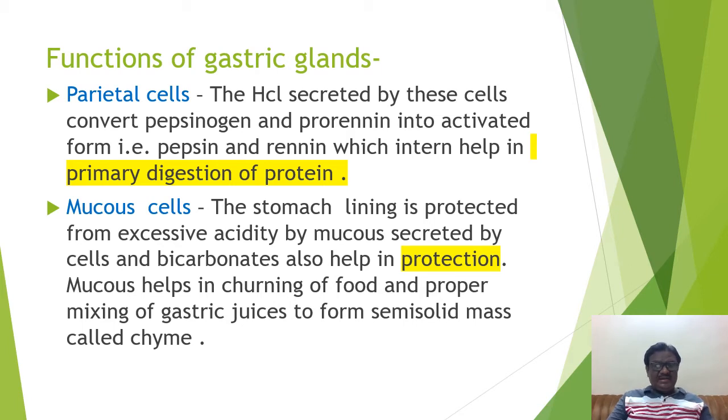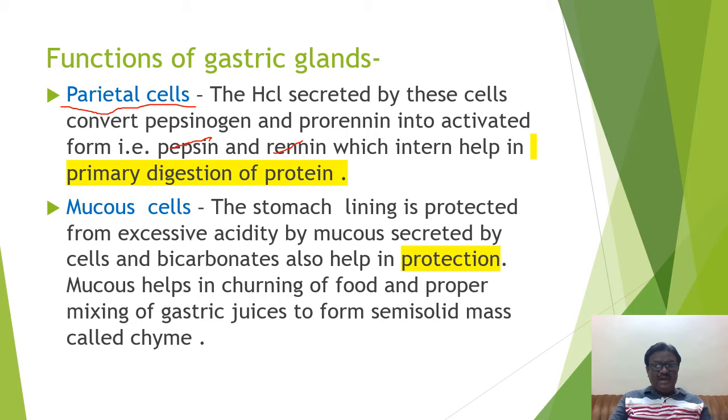The parietal cells secrete HCl, and this is responsible for the conversion of pepsinogen and prorenin into the activated forms, pepsin and renin, which help in the primary digestion of protein.